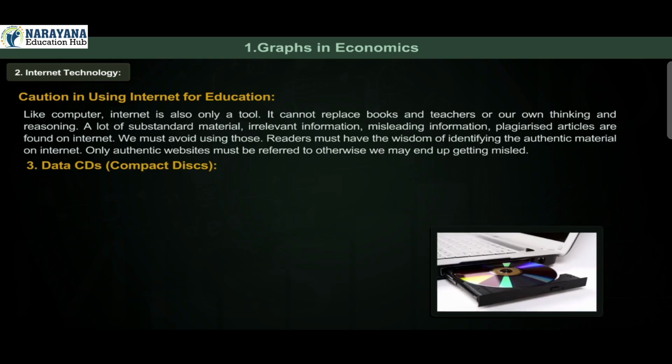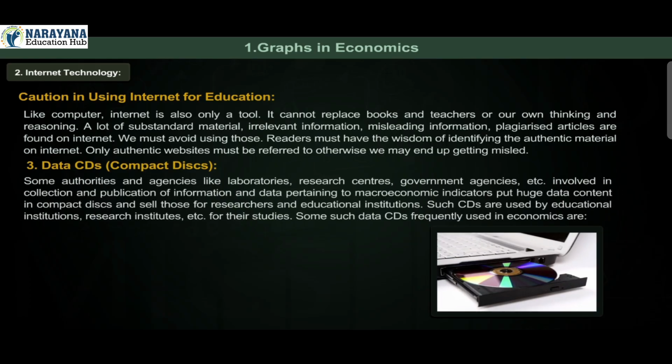Data CDs, that is compact discs. Some authorities and agencies like laboratories, research centers, government agencies, etc. involved in collection and publication of information and data pertaining to macroeconomic indicators put huge data content in compact discs and sell those for researchers and educational institutions. Such CDs are used by educational institutions, research institutions, etc.